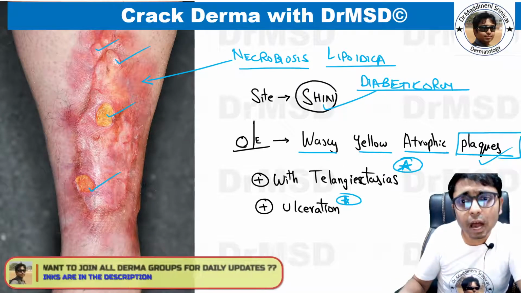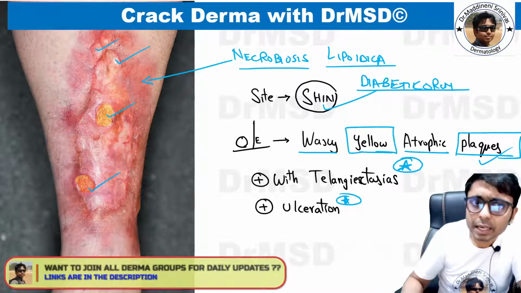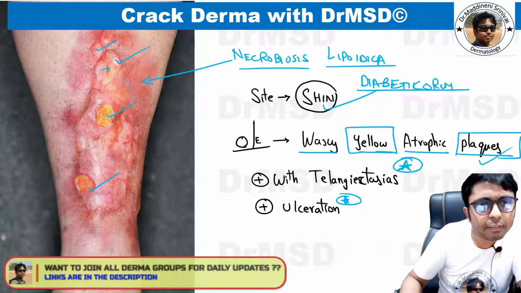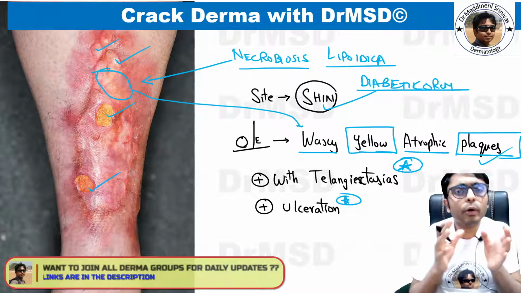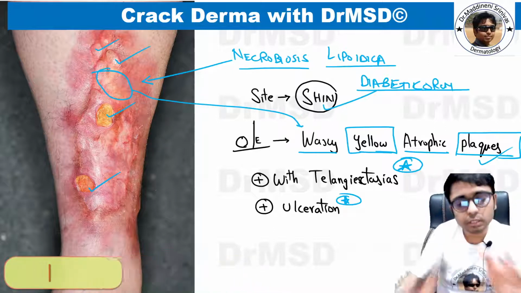And not only that, of course, this yellow hue you can see not over the entire lesion but in a few areas. As you can see here, there is some yellowish hue. Okay, so this is Necrobiosis lipoidica diabeticorum.